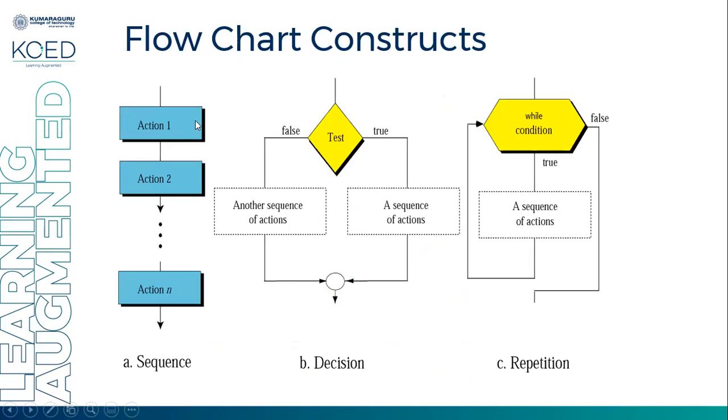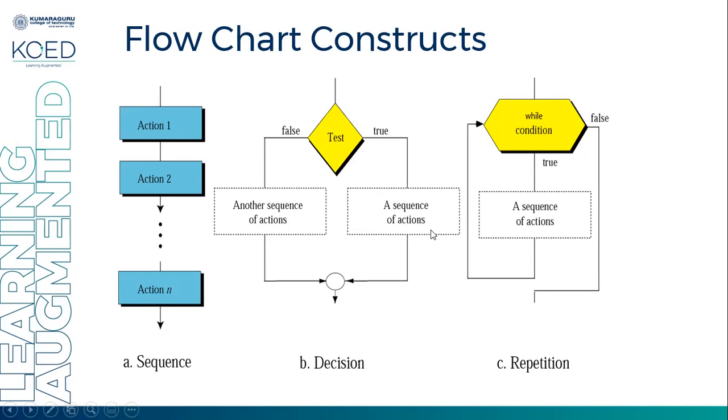Flowchart constructs: a sequence. Action 1, action 2, and up to action n, we have a set of process symbols. Decision making: we have to use the diamond shape. It has one incoming flow, and it will have a true or false. If it's true, a sequence of actions will be carried out. If it is false, a different sequence of actions will be carried out. This is the decision.